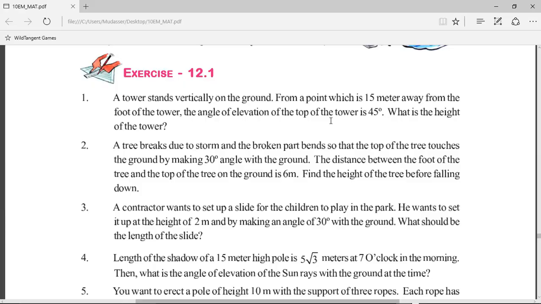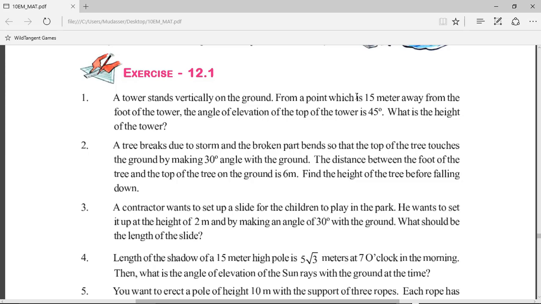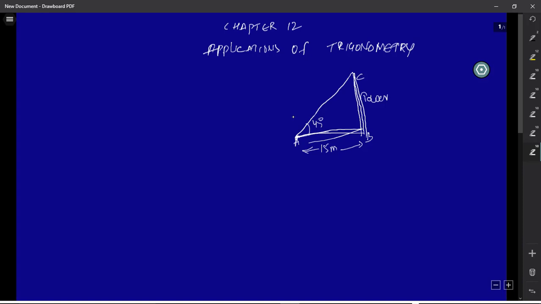Let me read the question once again for you. A tower stands vertically on the ground. So this is my tower, BC is my tower, from a point which is 15 meters away from the foot of the tower. This is my point A, which is 15 meters away from the foot of the tower. So this is foot of the tower, right? Point B is foot of the tower.